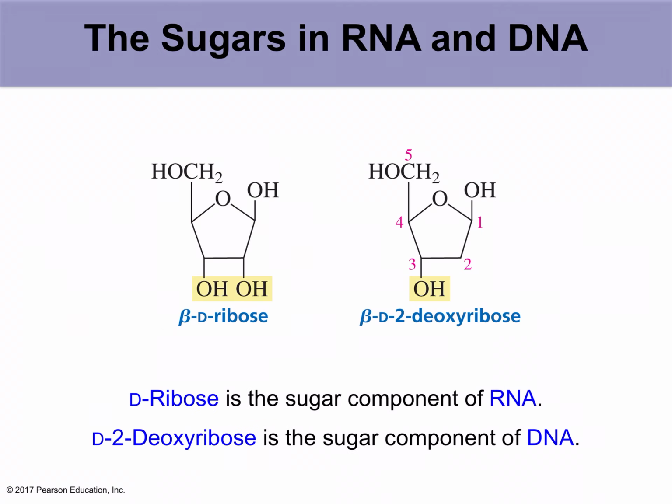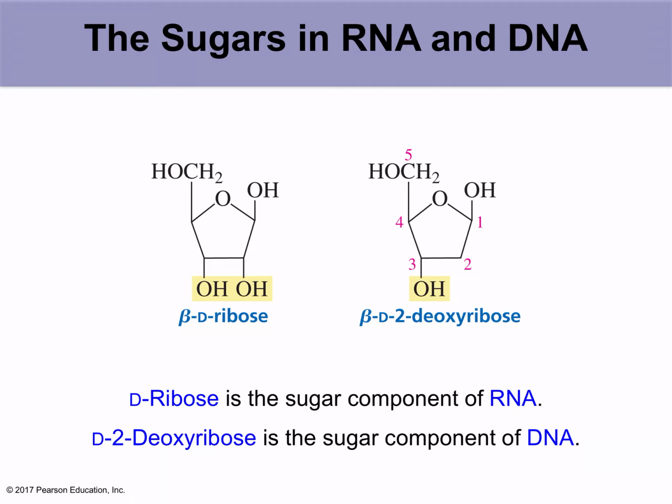And these are the sugars we find in RNA and DNA. This is beta D-ribose. It is beta because the hydroxyl group on this carbon is facing up. And this is beta D-2-deoxyribose. You see this is a ribose, but the hydroxyl group at the second carbon is not there. That's why it's called 2-deoxyribose. D-ribose is a sugar component of RNA, and D-2-deoxyribose is a sugar component of DNA.